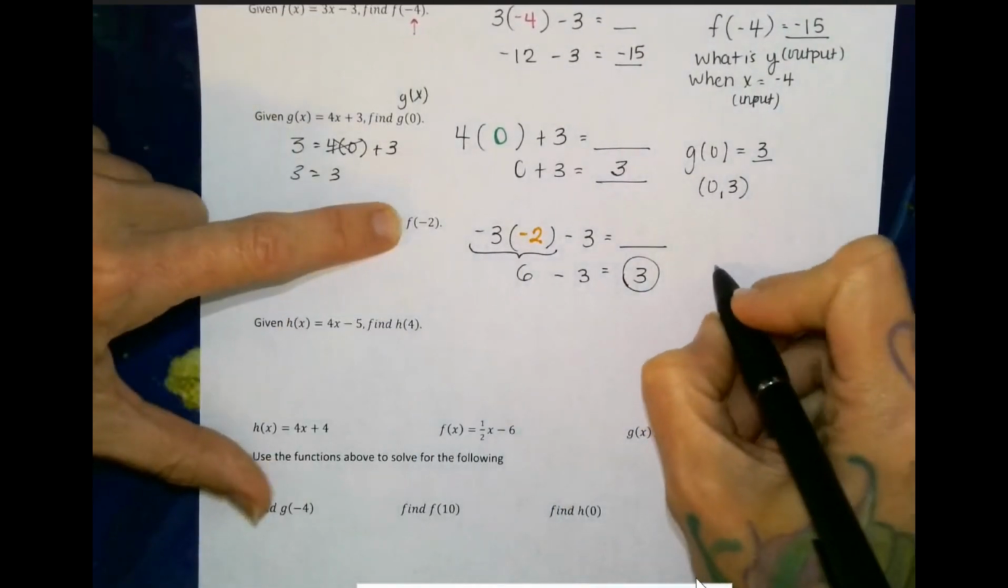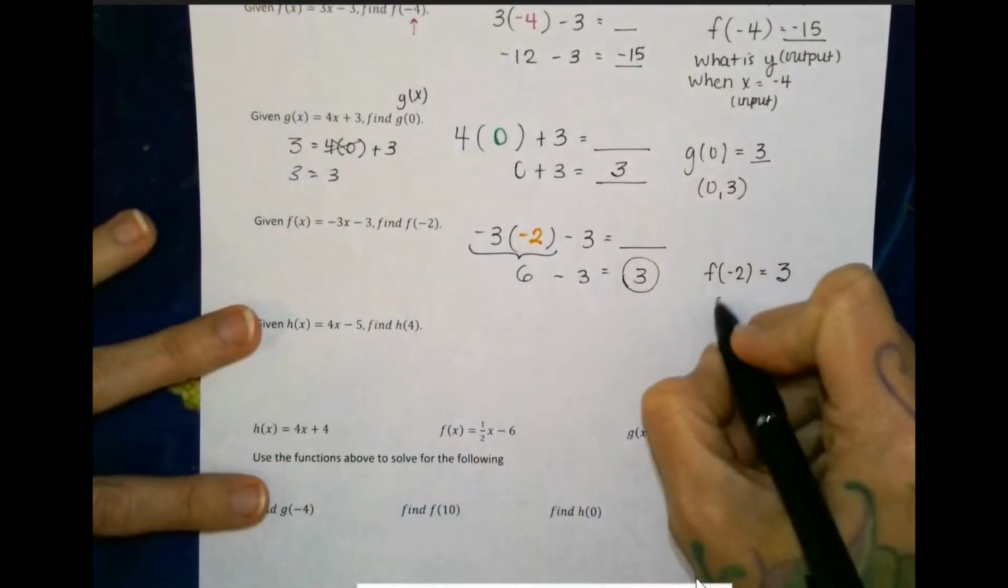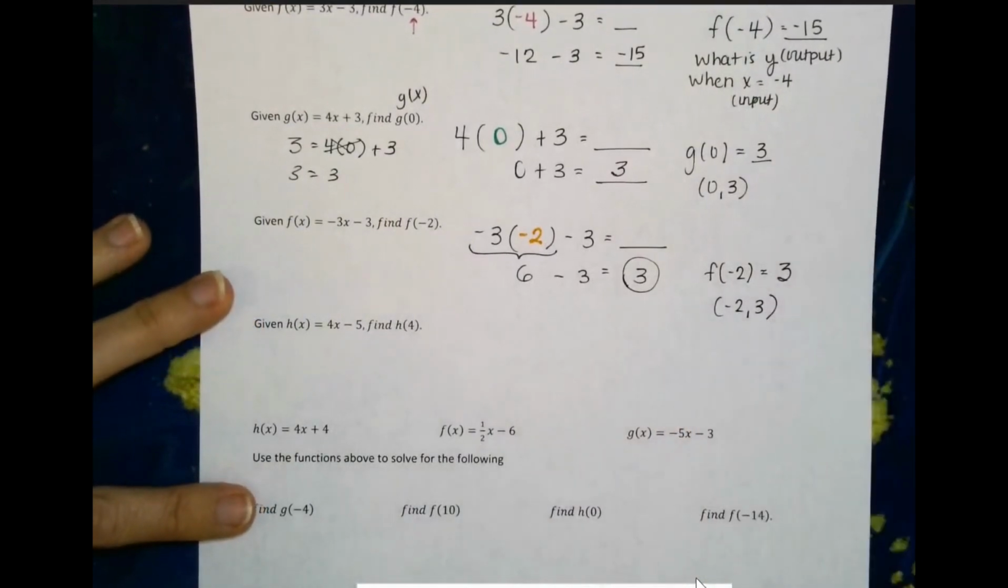So when x is negative 2, our output, or y value, will be 3. As a coordinate, that's going to be negative 2, positive 3.